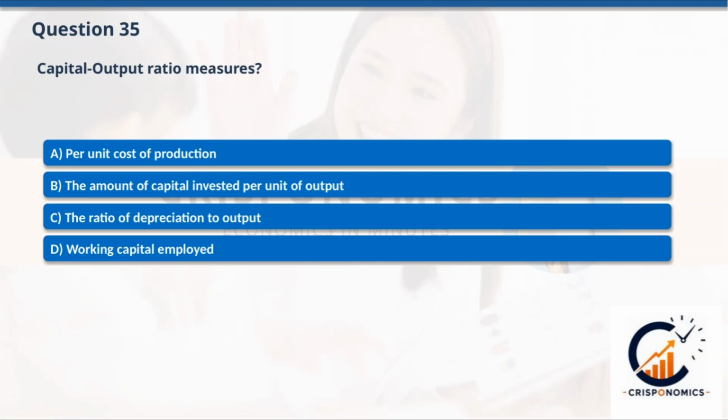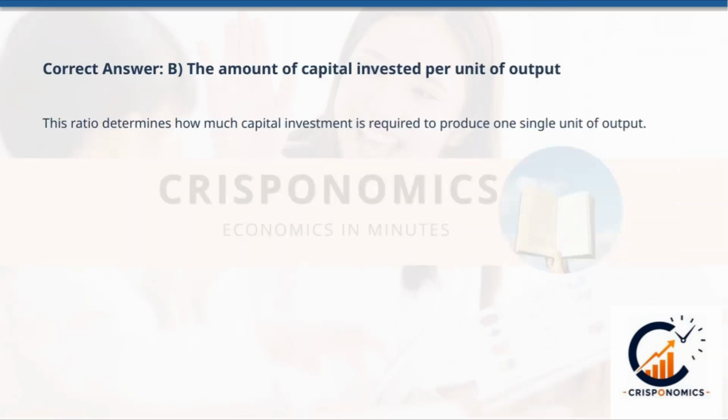It's a key efficiency metric in understanding investment and productivity. This ratio tells us how much capital is needed to produce just 1 unit of output. In other words, it measures the amount of investment tied to each unit we create. Understanding this helps us see how efficiently resources are being used and guides decisions on where to allocate funds for the best return. It's a key metric for evaluating productivity and capital intensity in any operation.